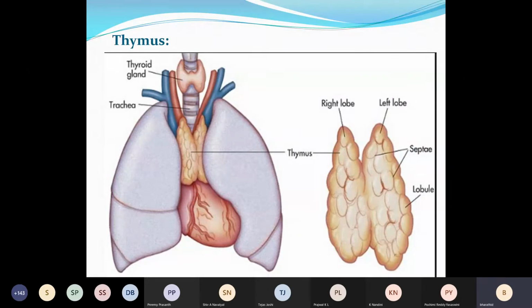At birth it is around 10 to 15 grams. As age increases, it becomes 30-40 grams, and finally it is replaced by fat because it undergoes involution. So what does this thymus do? If I say primary lymphoid organ, what does it do? It is involved in terminal differentiation of T lymphocytes. So T cells are terminally differentiated in thymus.